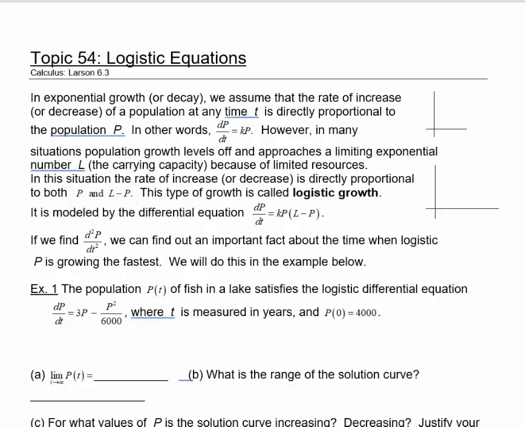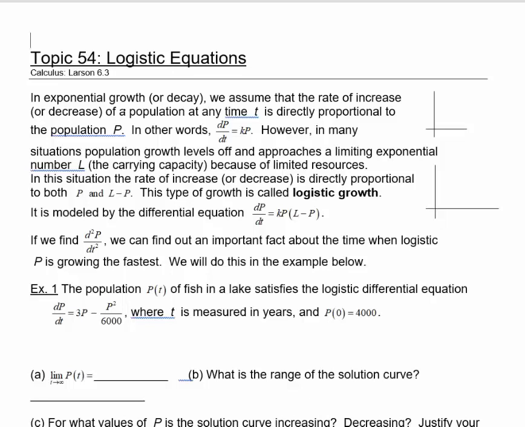So now we're going to talk about just this one topic, which is called logistic equations, or really logistic differential equations. We've already done differential equations. Remember, differential equations is when you separate variables, integrate each side, use your initial condition to find C, and solve for y. These are logistic differential equations, which are going to look a little bit different. So let's do a little bit of review and then we'll get into the new stuff.